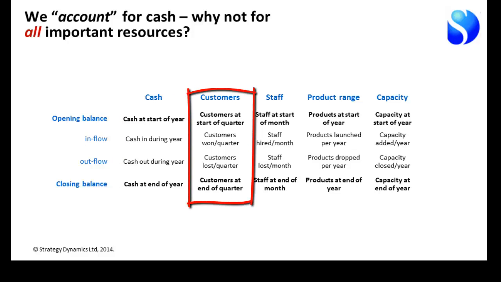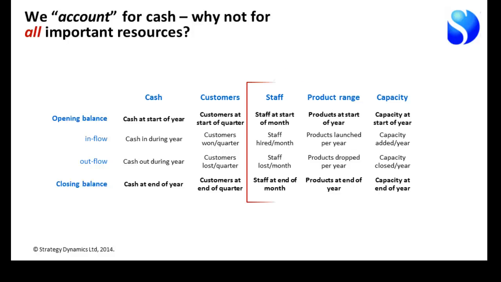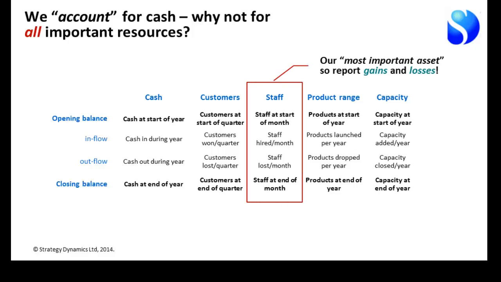Quite a lot of companies do not do this. Here's the number of customers we had at the start of the quarter. Here's the number of customers we won, customers we lost, and the number of customers. That's a customer flow statement. We've got a cash flow statement. Customers are an asset. Why don't we have a customer flow statement? And how many of you do this?